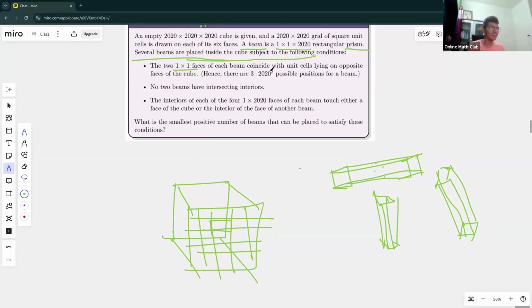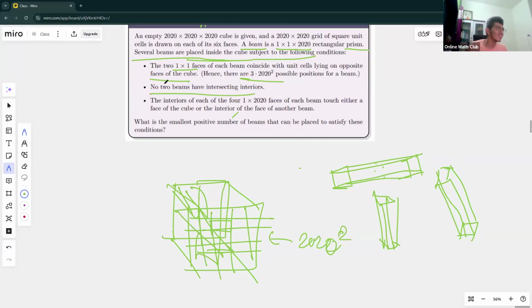So the 1 by 1 faces of each should lie on opposite sides of the cube. And that's why only three types of beams are possible: suppose you fill this with n, right? 1, 2, 3, and so there are 2022 square beams, and there are only three types of beams possible. Then no two beams can intersect each other. So you cannot have a beam here and a beam here that intersect.